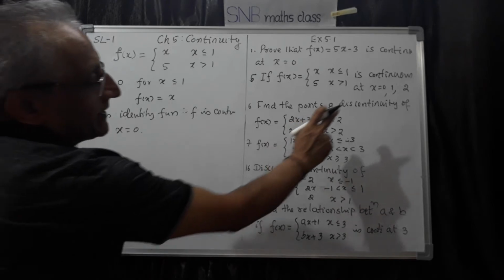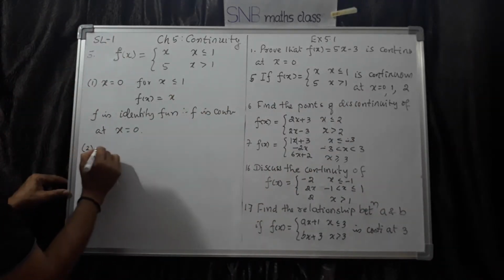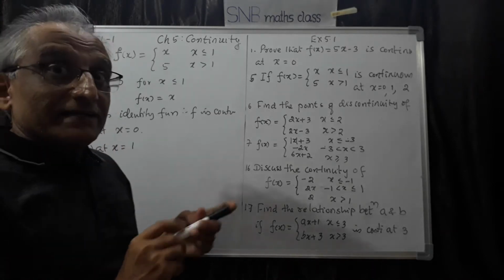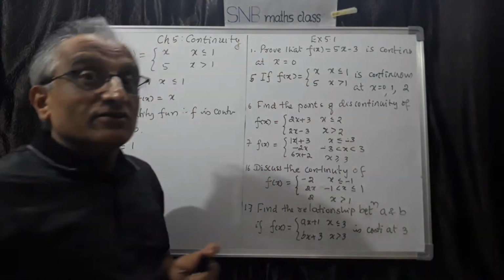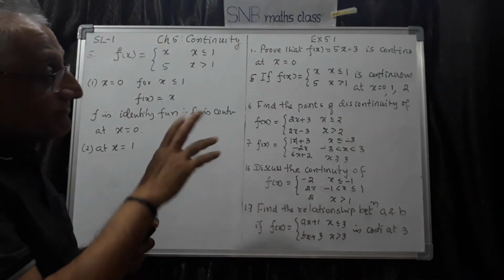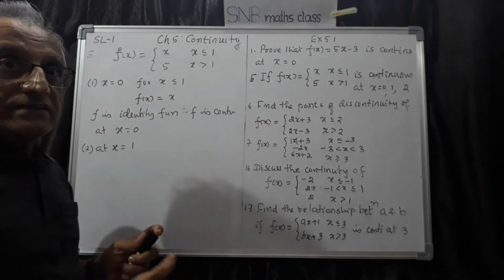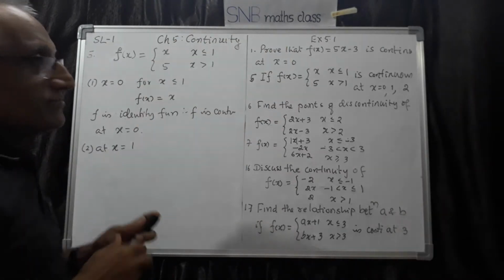The second one is, at x equal to 1 I have to check now. So the second case is at x equal to 1. Here I made it very clear: at 1 the function changes. Therefore we have to take the left limit and the right limit. If they are equal, then you have to check the functional value. If they are not equal, then definitely it is not continuous.